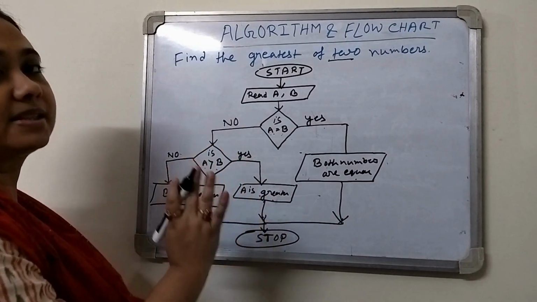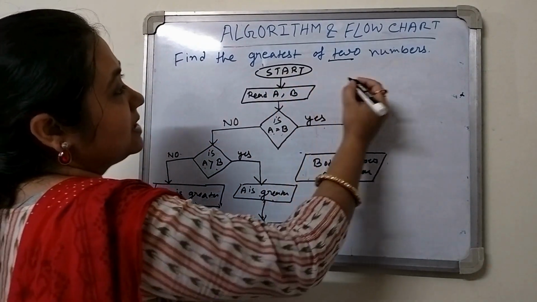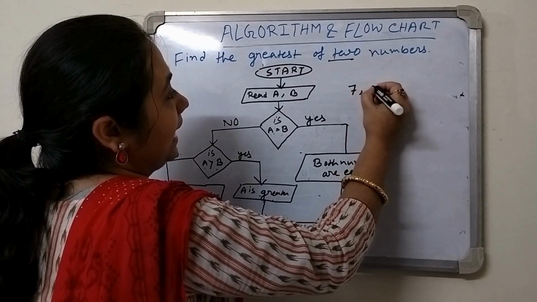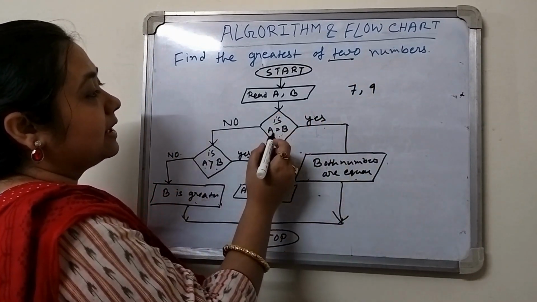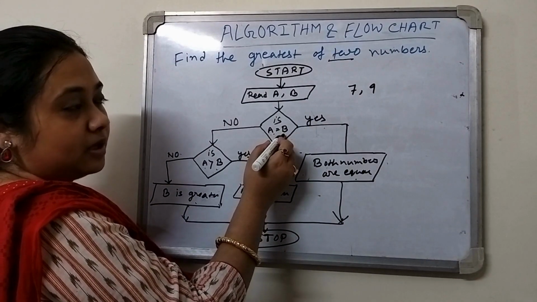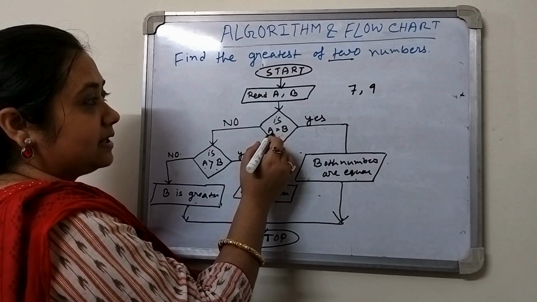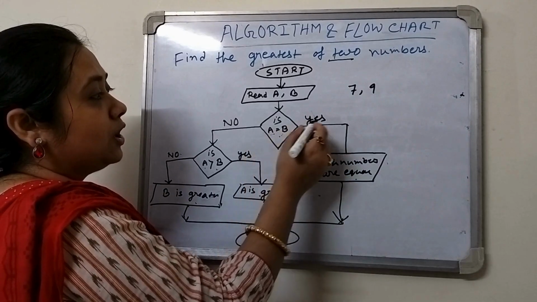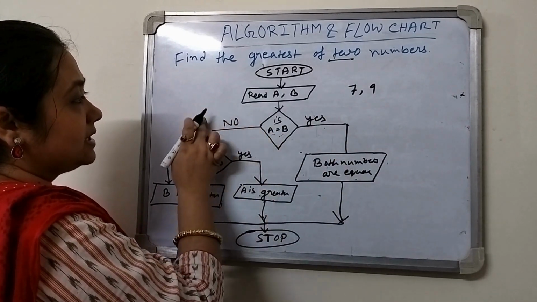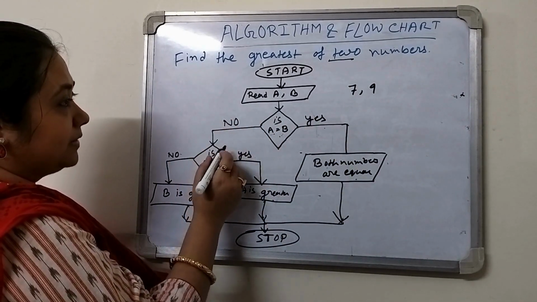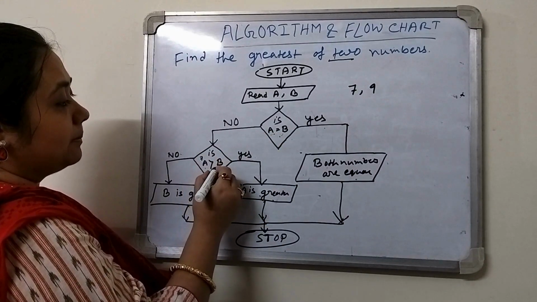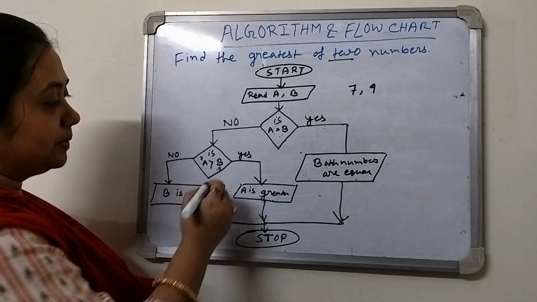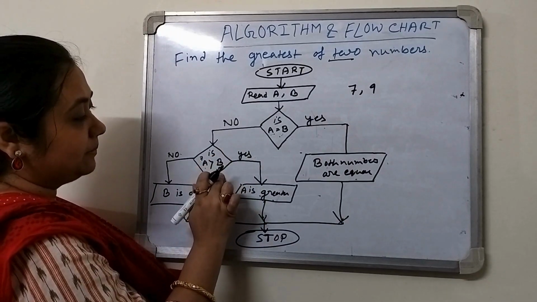Now we are taking a simple example with simple numbers. Suppose I am taking here 7 and 9. Okay. So here it will be checked whether 7 equals 9. No, 7 and 9 are not equal. So from here we take the no part. After the no part, in the place of A, 7 will be stored, and in B, 9 will be stored.